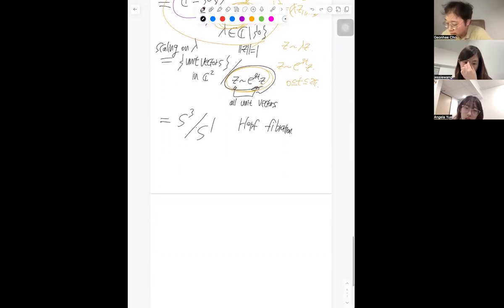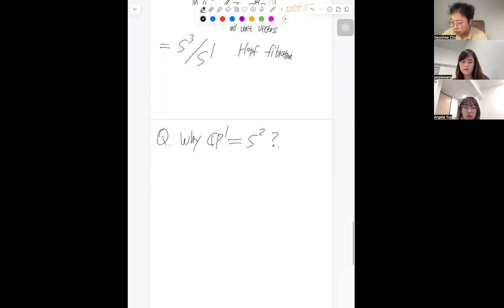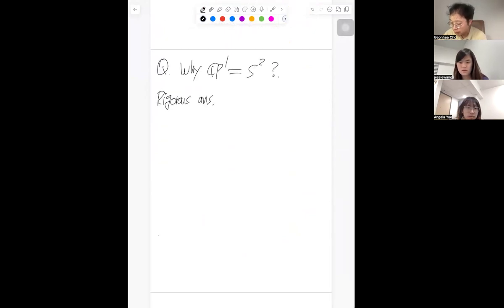Then let's go back. Why is CP1 the same as S2? This actually requires a lot of different perspectives. Let me try to be rigorous first, and let me give you two different answers. The rigorous answer first, which could be helpful, and another part is an intuitive answer. Let me proceed.